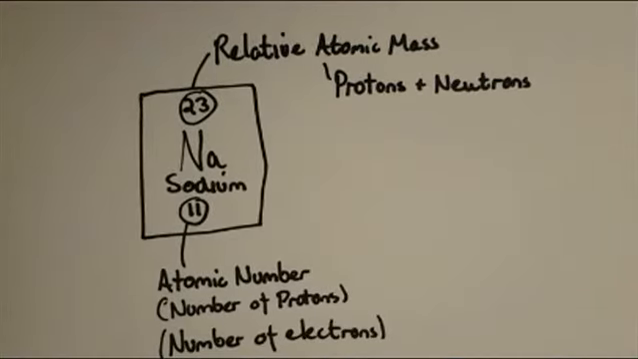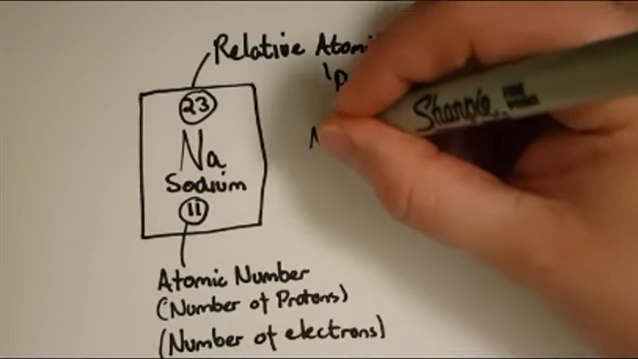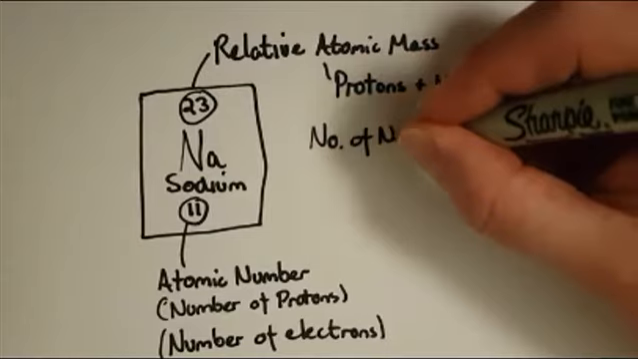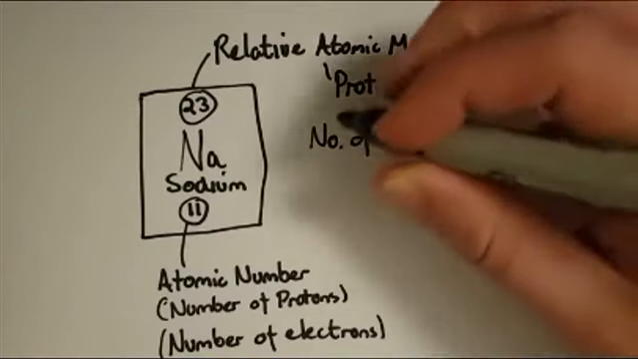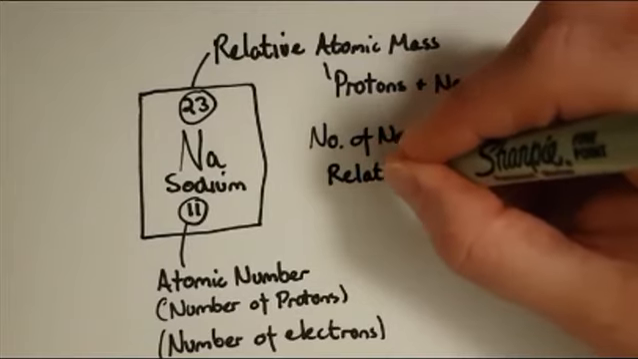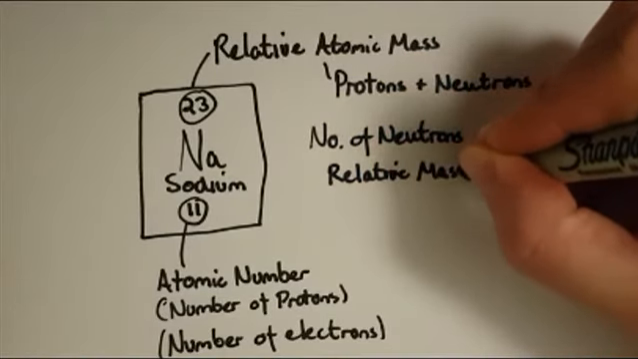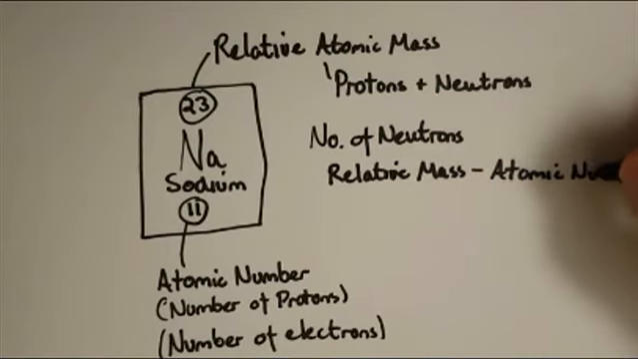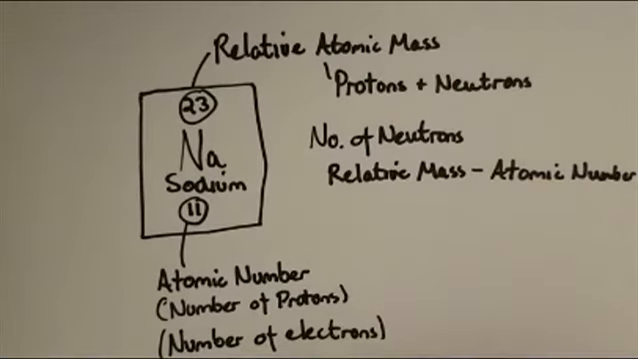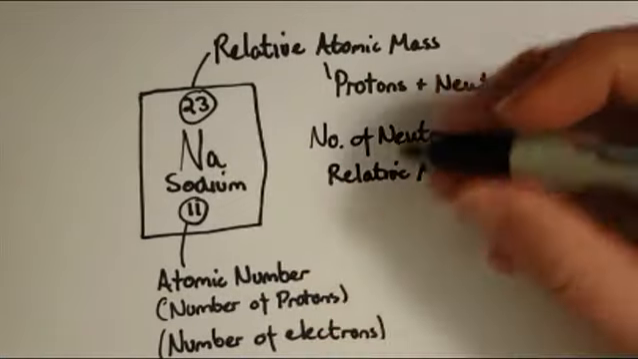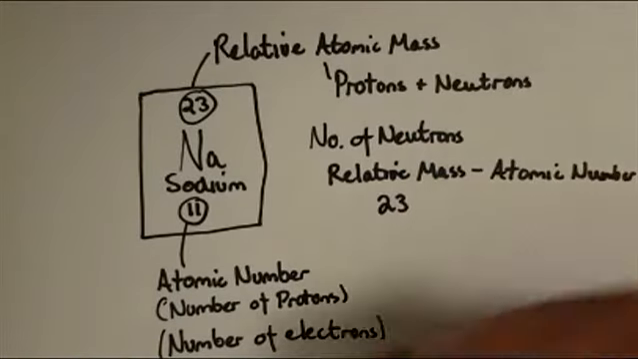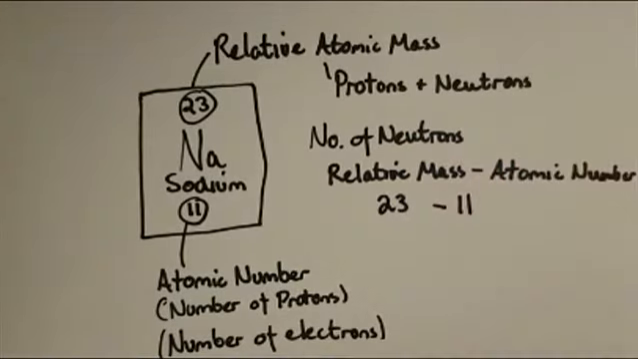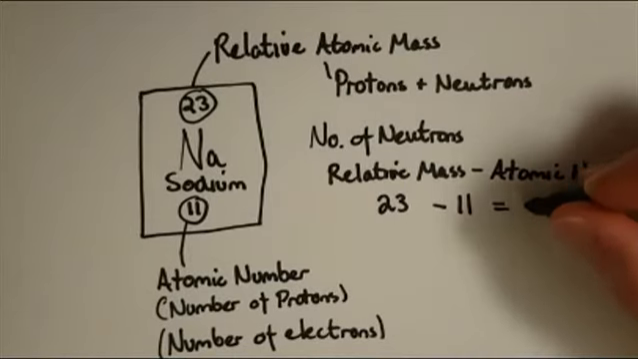So if we wanted to find out the number of neutrons within an atom, we would have to do a tiny bit of maths. So for our number of neutrons, we would have to do our relative atomic mass, take away our atomic number. Now for this case, our relative atomic mass is 23, and our atomic number is 11. So we would do 23 minus 11, and that would give us 12.